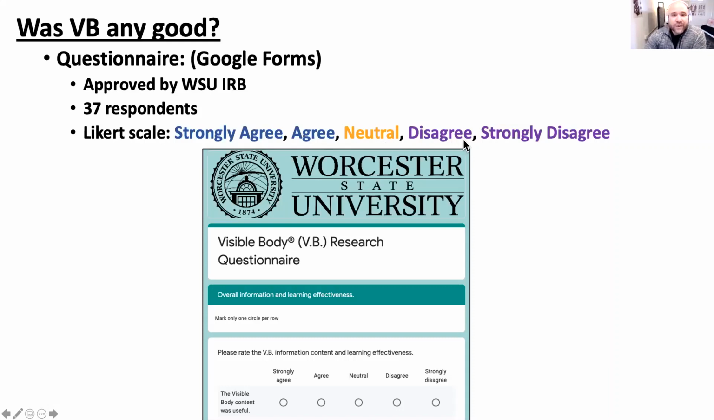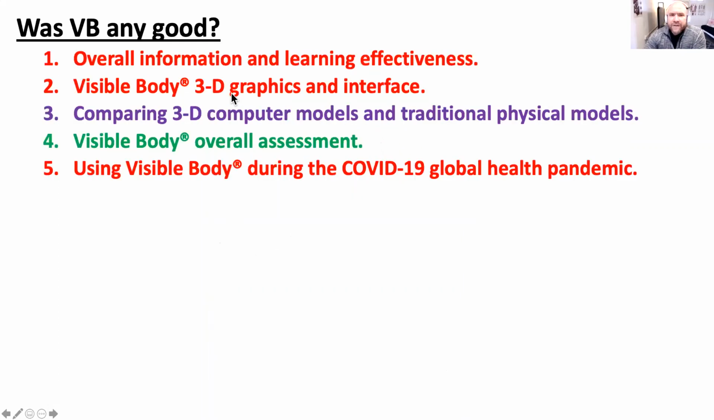And then in the disagreement category, they'll be in purple. And neutrals is kind of an orangey color. Okay. I had these general branches of questions. I call them dimensions of inquiry, so kind of what I was trying to get answers from.